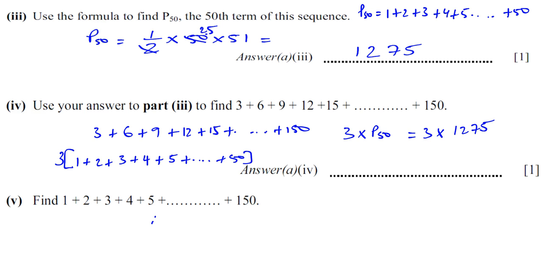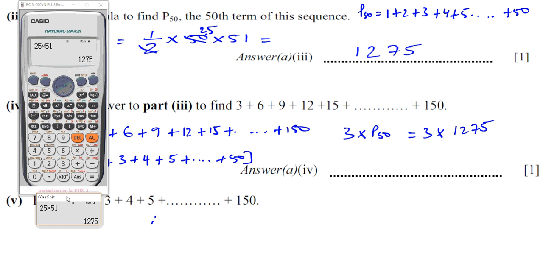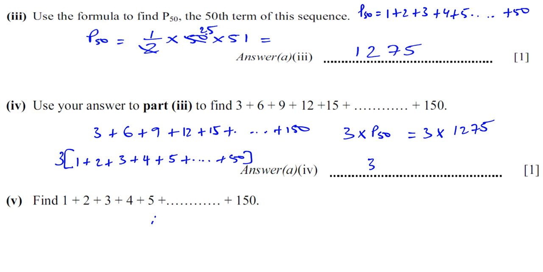So there's a pattern there that you can see. You can see that there's a multiple of 3 for each of those. So 1,275 multiplied by 3 will give us 3,825. We have 3,825 as your solution to part 4.